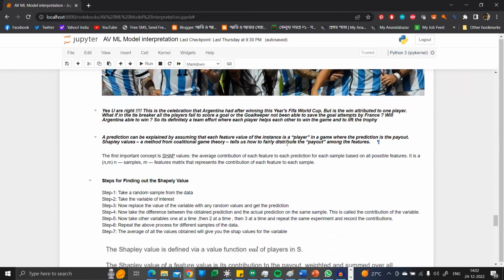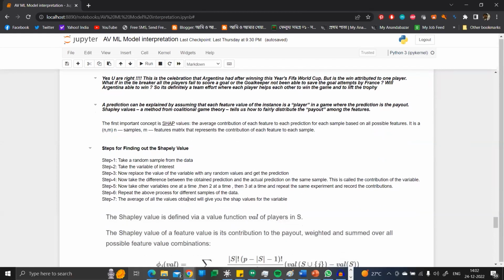Okay, how it is calculated, I will take you through very fast because I don't have a lot of time. It is based on coalition game theory. First, take out a random sample from the data. This is what is done inside the algorithm. A sample means one observation; you pick it randomly. Take the variable of interest, maybe x1. Now suppose over there we have 50. Just replace that 50 with a random value and see how much change in the prediction you are having.